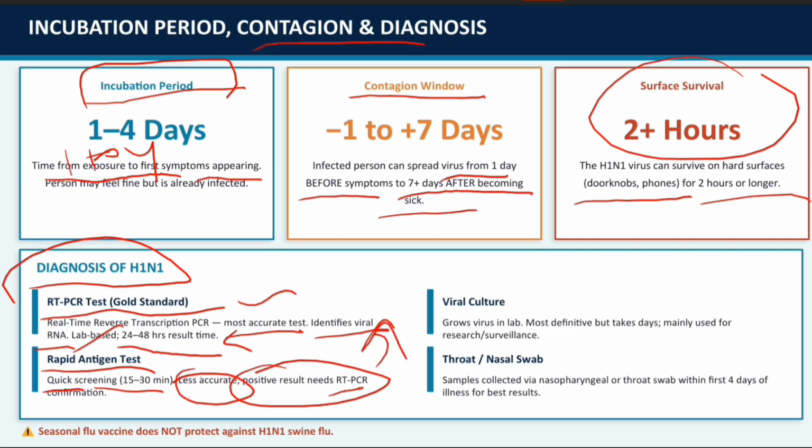Next, viral culture. It grows the virus in labs. See, in labs they grow the virus. It is the most definitive but takes days, mainly used for research and surveillance. Then the throat and nasal swab. Samples are collected via throat swab within the first 4 days of the illness for the best result.